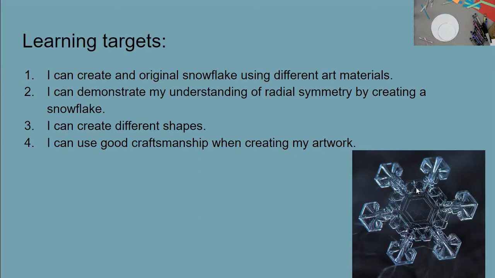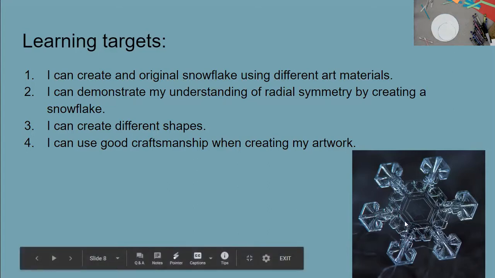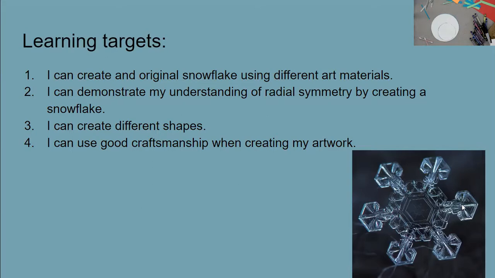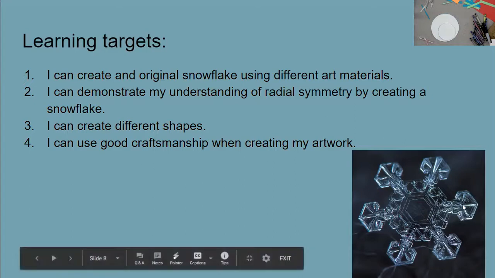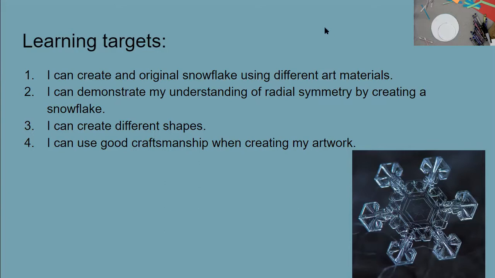I can create different shapes. Yep, we're going to use lines and so forth to help us create different shapes, just like what we see here in this snowflake. I mean, look at these on the end. These are so beautiful. And I can use good craftsmanship when creating my artwork. So I really want to focus on the way we are coloring and how we're using the art materials to create an artwork that shows that we've done our very, very best and focused on using good craftsmanship in the way that we color and draw.